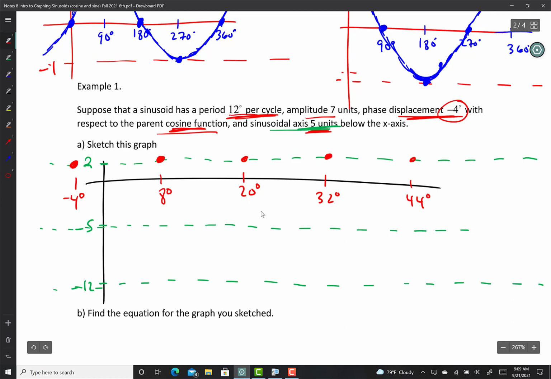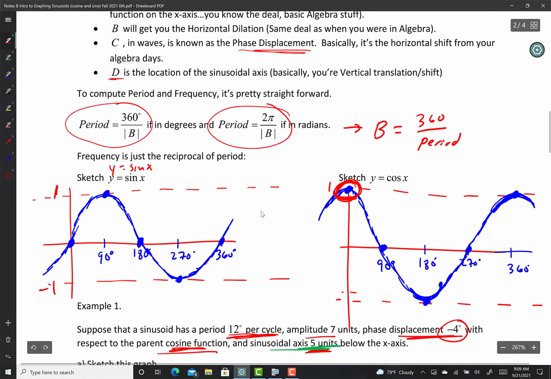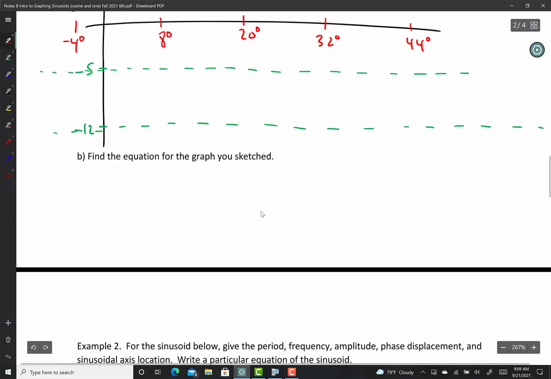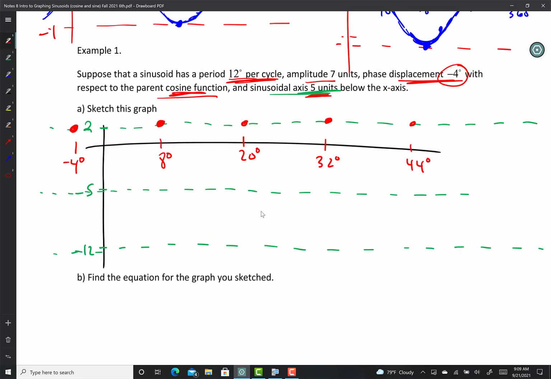So I have 1, 2, 3, 4, 5 peaks. Are we still okay? Now remember that I'm going back to just geometry. I know that from the max to the point of inflection, that's 25% of a cycle. So from the max to the min, that's 50%. Yes or no? Yes. So I'm going to go halfway just one time. Where do I want to do it? I guess between 8 and 20. I'm going to go halfway between 8 and 20, and put a low point down here, the minimum. What's halfway between 8 and 20? 8, 9, 10, 11, 12, 13, 14. Yeah, 14. I'm going to label that one.